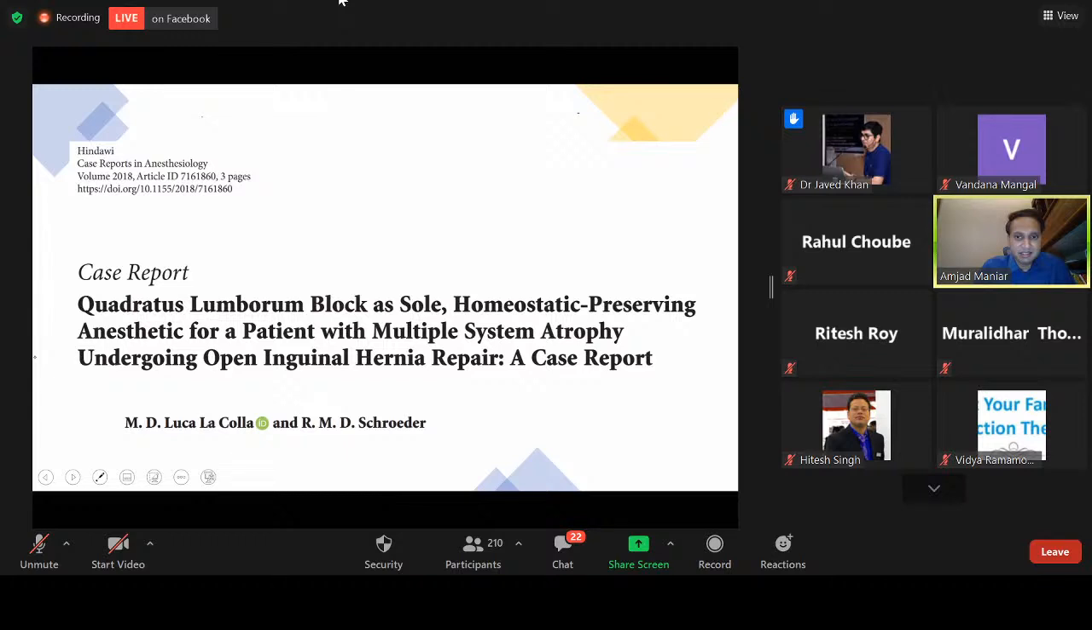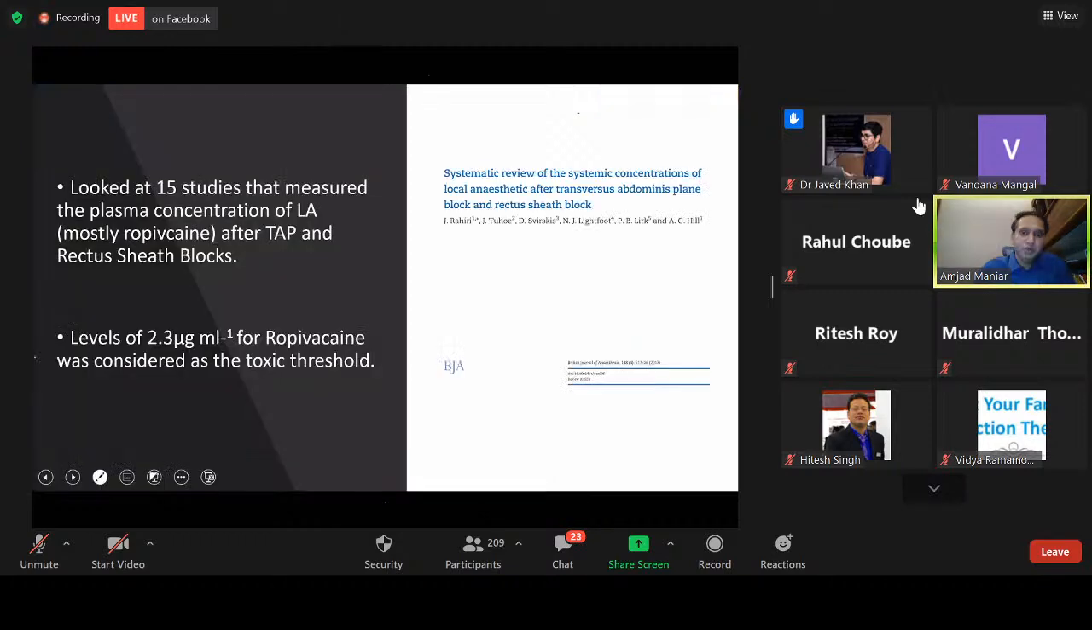There's the other concept of what happens when you give a nice strong dose of local anesthetic into a fascial plane. So there's a review article that looked at 15 studies that measured the plasma concentration of local anesthetics after TAP and rectus sheath blocks. There's only about 1 or 2 papers on the effects with quadratus lumborum block, but for all practical purposes, we look at ropivacaine in a fascial plane block and see what actually happens to absorption.